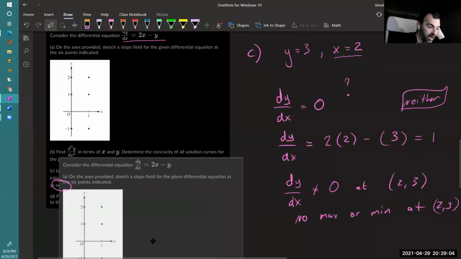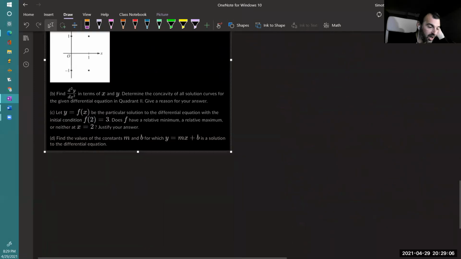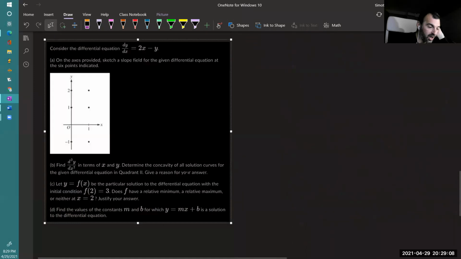Let's do part D, shall we? Part D: find the values of the constants m and b for which y equals mx plus b is a solution to the differential equation. Okay, so they're actually giving us the answer here. They're telling us the answer is y equals mx plus b. That's pretty cool.